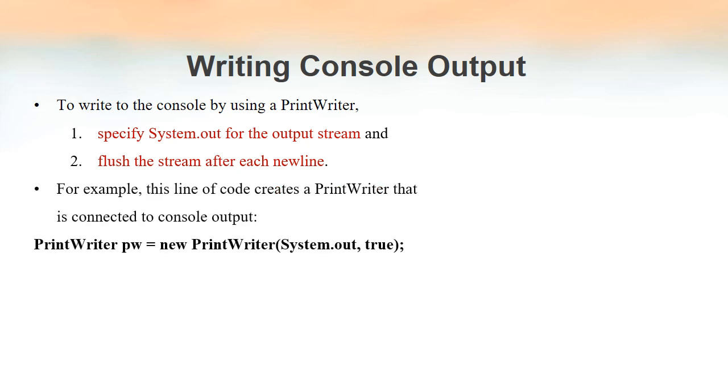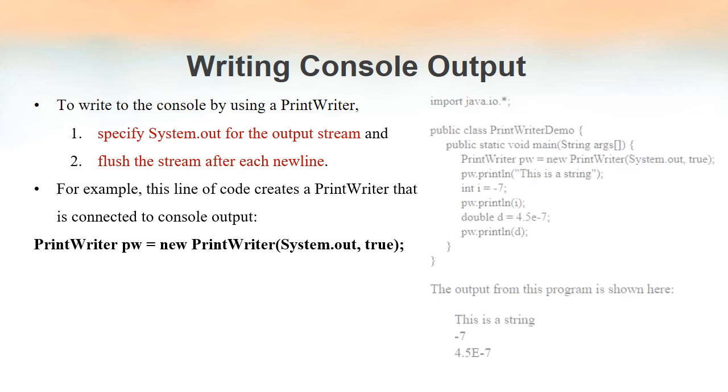If you want to create a PrintWriter that is connected to the console output, we have to write like this: PrintWriter, that's our class name, pw is the object name, equal to new PrintWriter, that's the constructor, and it requires two parameters. One is System.out, our standard output stream, and the second one is a boolean value, mentioned as true. Since it is true, every time we use the println method, the stream will be flushed. We will see an example now.